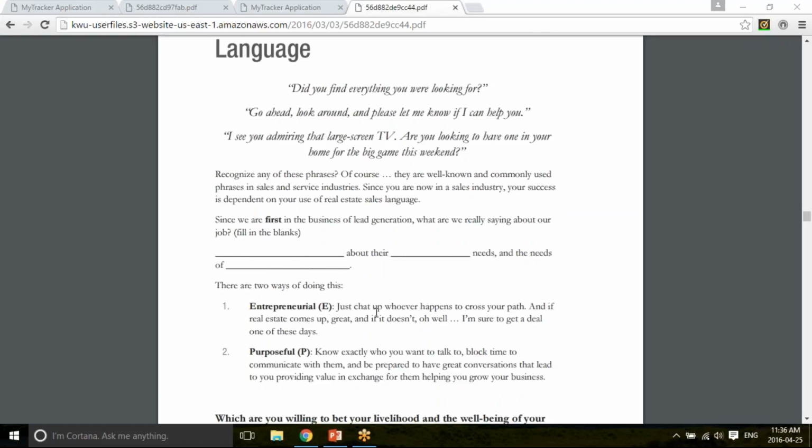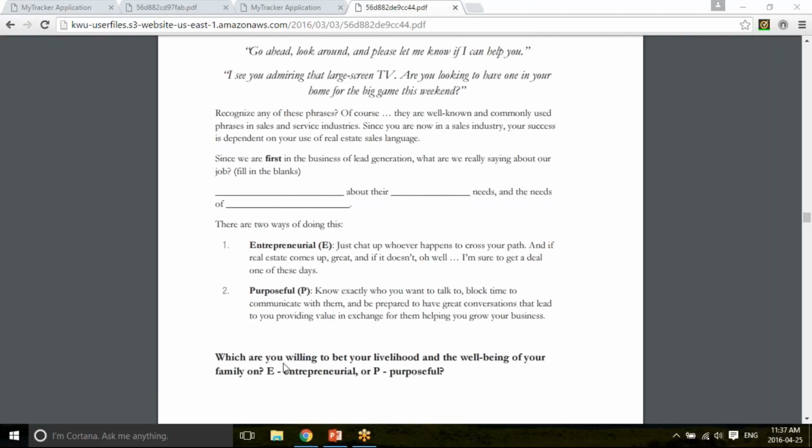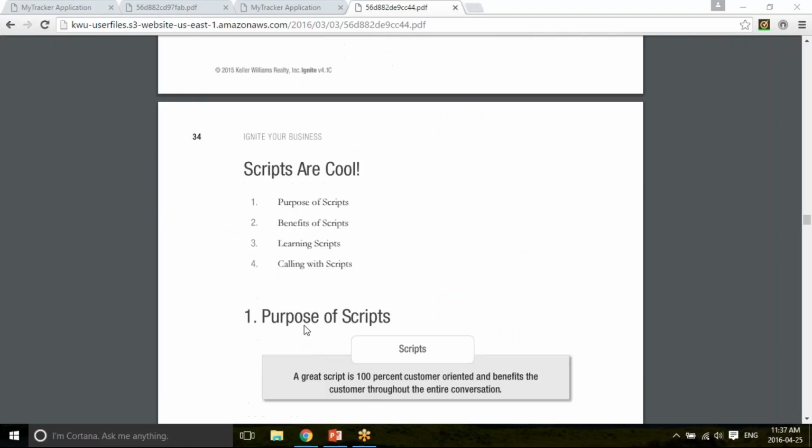There are two ways of doing this. Entrepreneurial, which I love: just chat up whoever happens to cross your path, and if real estate comes up, great. And if it doesn't, oh well, I'm sure I'll get a deal from them one of these days. Purposeful is knowing exactly who you want to talk to, blocking time to communicate with them, and being prepared to have conversations that lead to you providing value in exchange for them helping you grow your business. Which would you rather do? Purposeful, right? So that's another example of that.